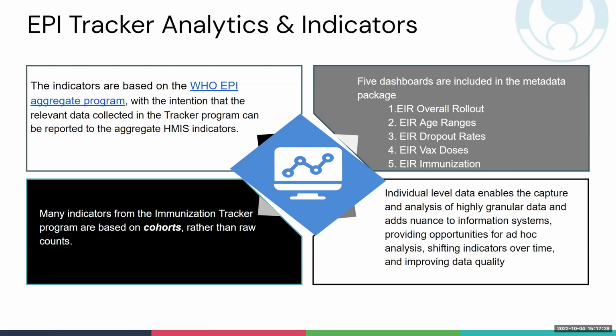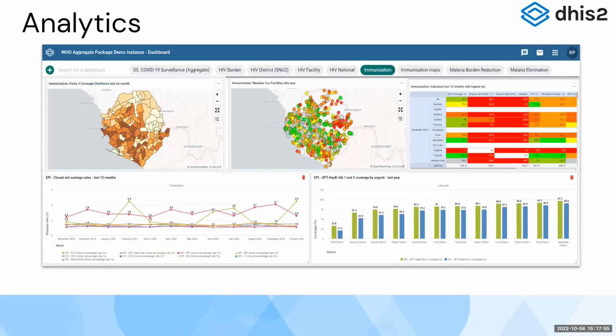The analytics and indicators, as I mentioned, were based on the WHO EPI aggregated program. Right now, it's pre-configured to have 5 dashboards for the overall rollout, the age ranges, dropout rates, the doses. But there's more that can be done. All of these analytics, again, can be adapted to existing requirements in country. And having this individual level data coming through the tracker program allows a very granular look at the data and different ways of looking at it.